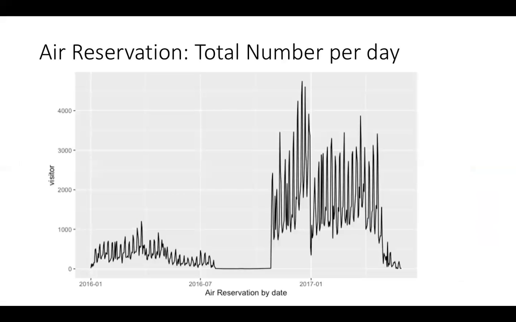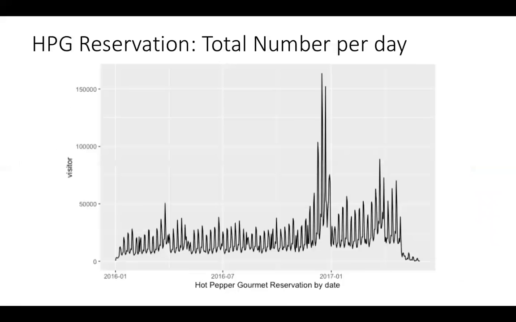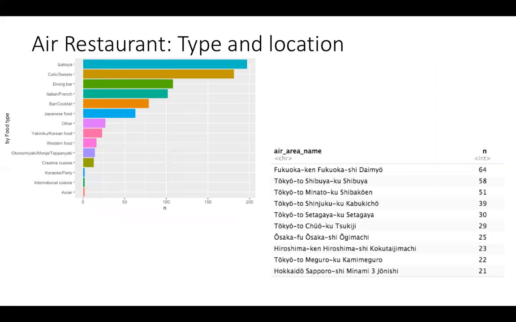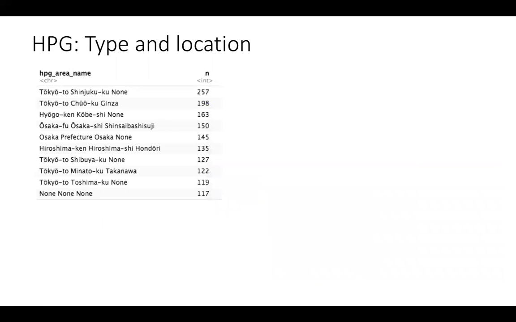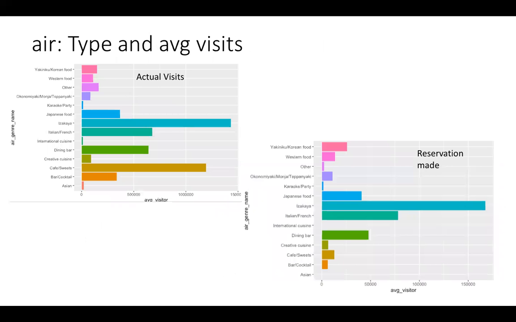For the reservation data, we are not going to use this data set a lot, and so we're going to breeze through that. Looking at the types and location, the Air restaurants are mostly izakaya restaurants and sweets, and here are the top 10 locations. The HPG restaurants, there are a lot more restaurants in the data set, and their categorization is slightly different. Here are the top 10 locations.